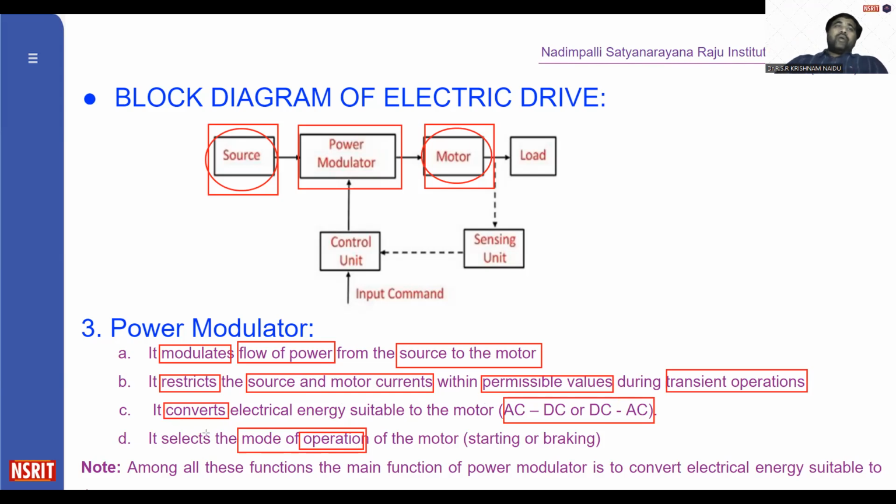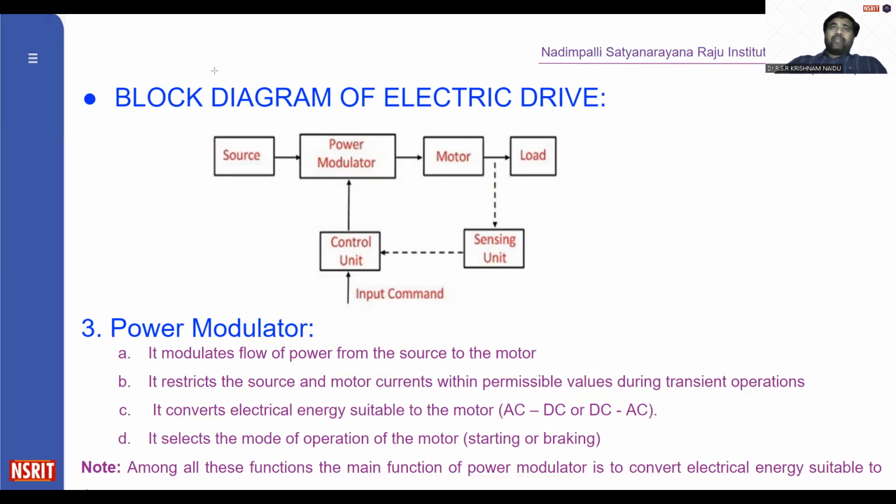Okay, so among all these functions, the main function of the power modulator is to convert the electrical energy. So it will convert the electrical energy, meaning from AC to DC or DC to AC or DC to DC, like that. All these functions can be accomplished by a power electronic modulator.